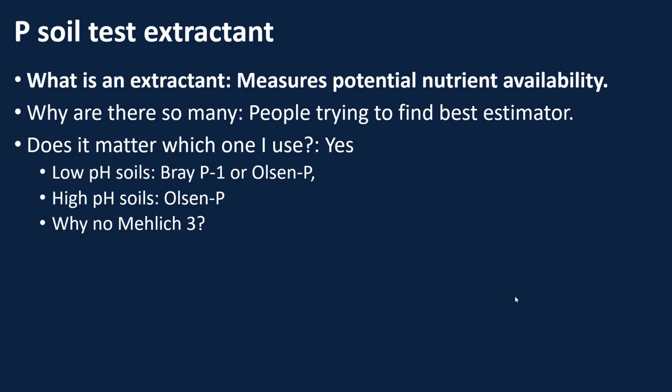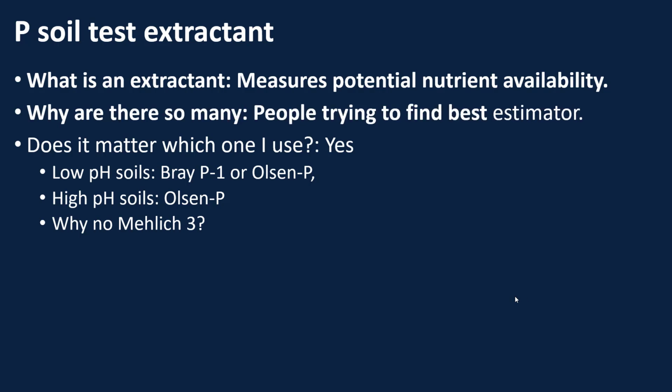We've talked about what is an extractant, why are there so many? There are so many extractants because people are trying to find the best type of extractant for different types of soils. So we can see the Olsen does better in high pH soils, the Bray does good in lower pH soils, and Malick does good in both low and high pH soils. It does have some issue in some higher calcium carbonate soils in western Minnesota I've seen, and we're working on some research for South Dakota to see what it looks like there.